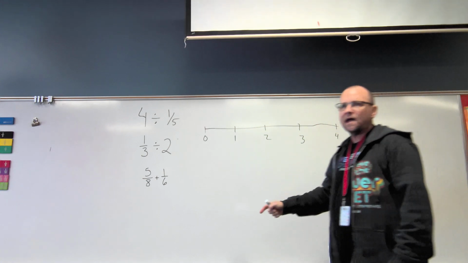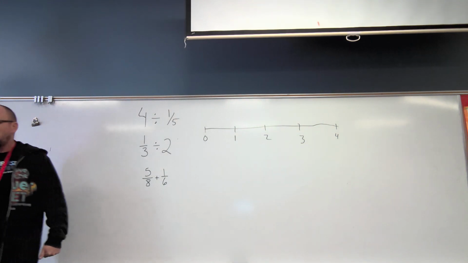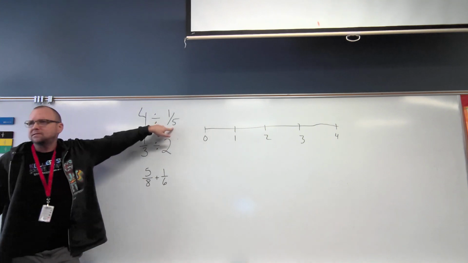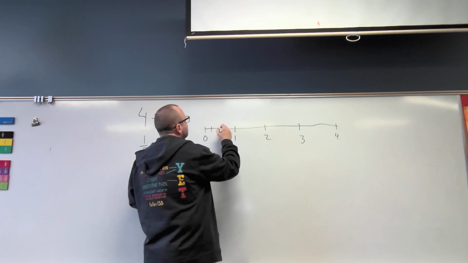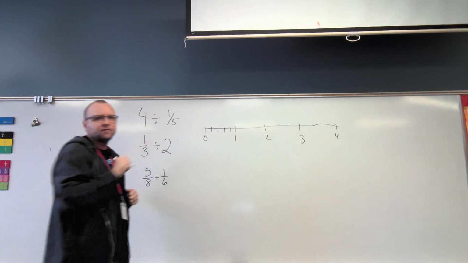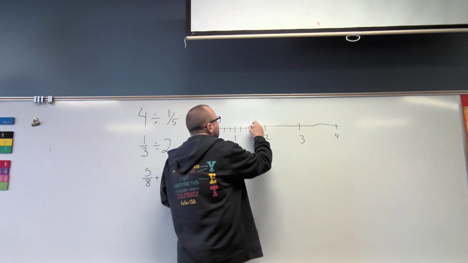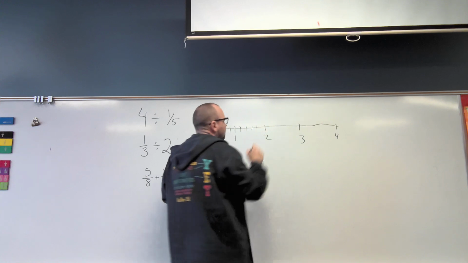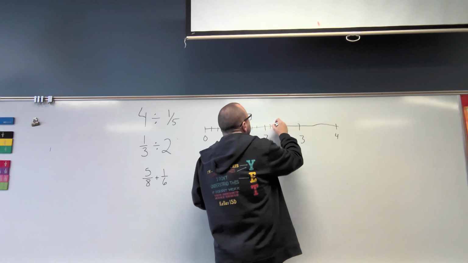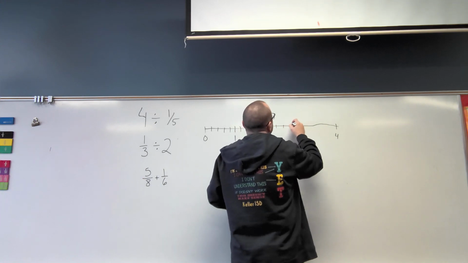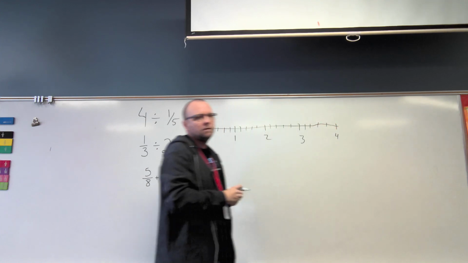I could divide it into halves. I could make it into thirds. I can do whatever I want because I'm the boss. I'm going to use fifths because that's my denominator. And so I go 1/5, 2/5, 3/5, 4/5, 5/5 equals 1. Then 1 1/5, 1 2/5, 1 3/5, 1 4/5, 1 5/5 equals 2, and so on.